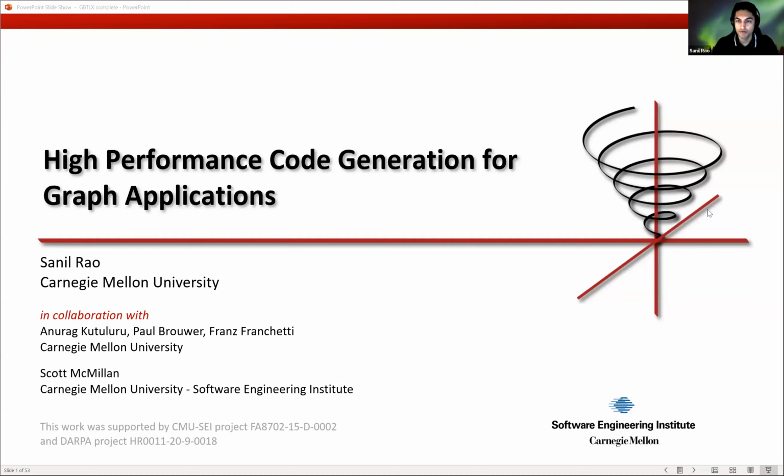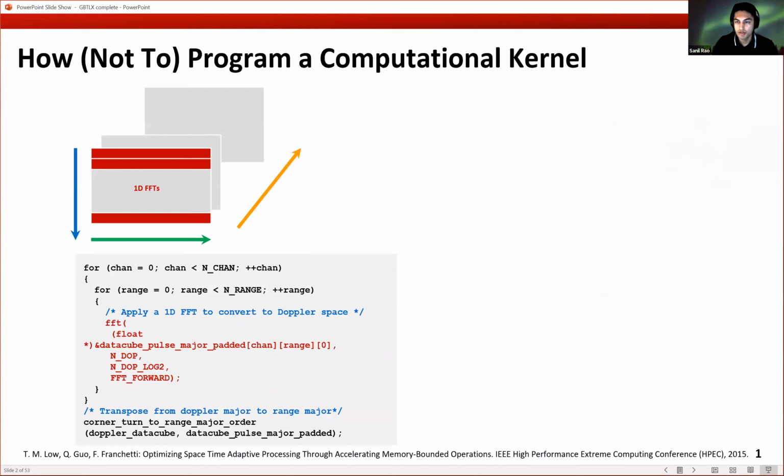So good afternoon, everyone. I'm Sanil, and I'm going to be talking about my work, high performance code generation for graph applications. So in the high performance computing community, many developers take the classical approach to get performance from their application. They originally write their application, in this case, a 1D FFT, completely by hand, including looping information and calls to functions that they themselves would write.